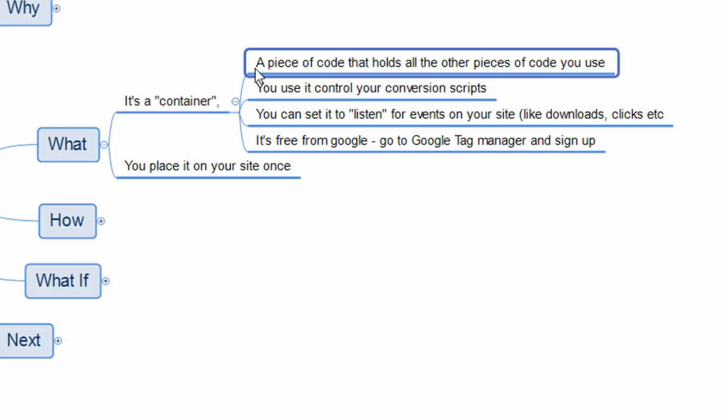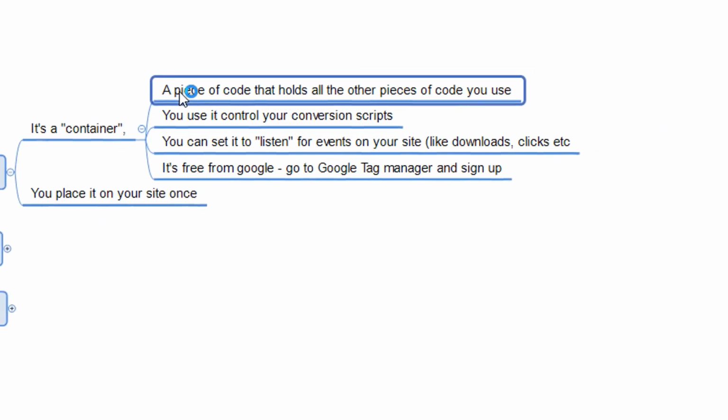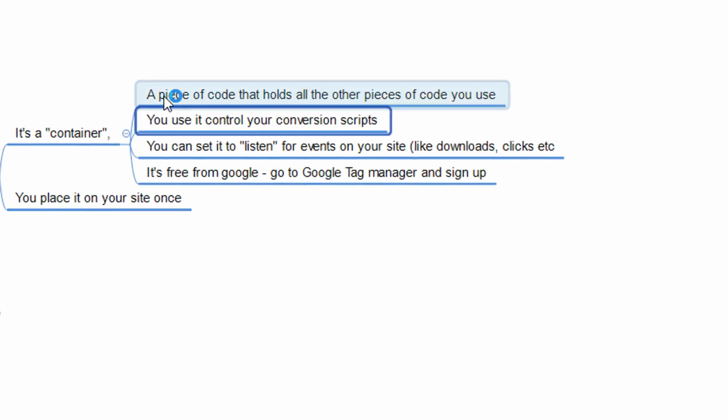So it's a piece of code that holds all the other pieces of code that you use, as I illustrated in that example. You can use it to control your conversion script. So you basically install the script inside of Google Tag Manager, and then you configure a trigger that tells the script when to fire. So you can turn things on, you can turn things off very easily. You can set it to listen for events on your site. So you can have it listening and not fire unless somebody clicks a certain button or downloads a certain file off your website. So then you can create events like that.